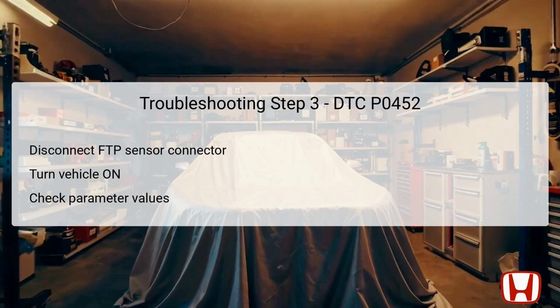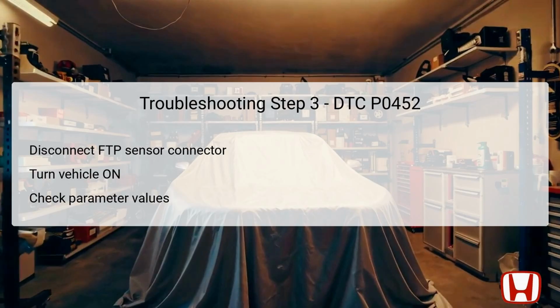The next step involves disconnecting the FTP sensor's 3P connector while ensuring the vehicle is turned off previously. After disconnecting the sensor, the ignition should be turned back to the on position to enable parameter checks using the HDS. At this juncture, it's vital to assess the FTP sensor's output values, ensuring that they fall below the threshold of 0.3 volts.